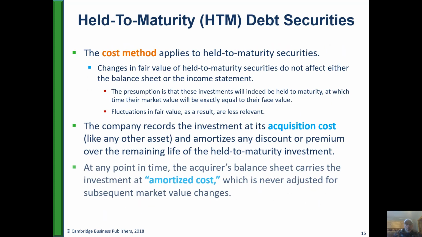Held to maturity debt securities, this is the only one we haven't talked about yet. This is the cost method. We book those day one at the price we pay for them, and then we don't adjust that until we sell it. So we will have recorded that at the amortized cost, which I believe we talked about in Module 5, if memory serves.